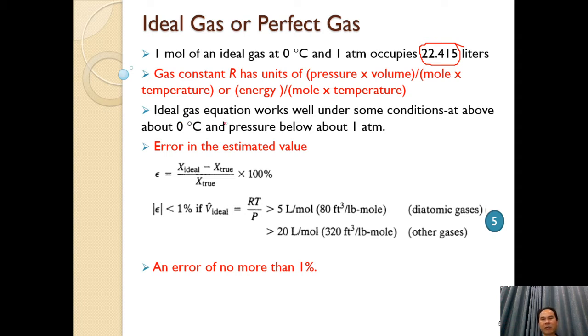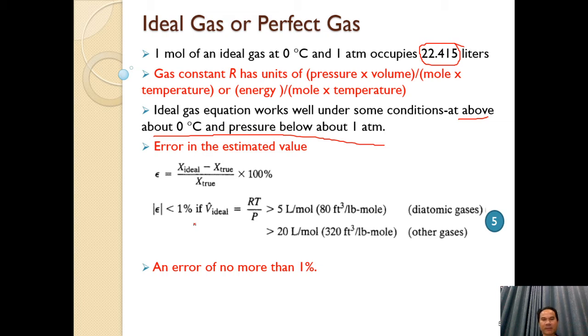The ideal gas equation works well at conditions above 0 degrees Celsius and pressure below 1 atm. The error between the ideal and true value can be calculated as (ideal minus true) divided by true, multiplied by 100. The absolute value should be less than 1%. If the percent error is less than 1%, we can assume this gas follows the ideal gas.